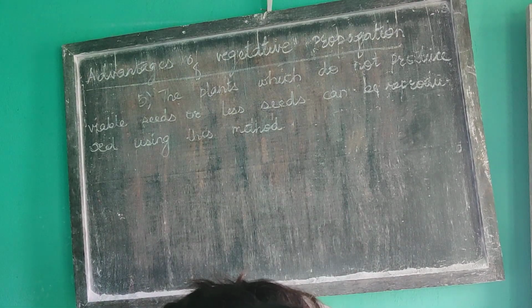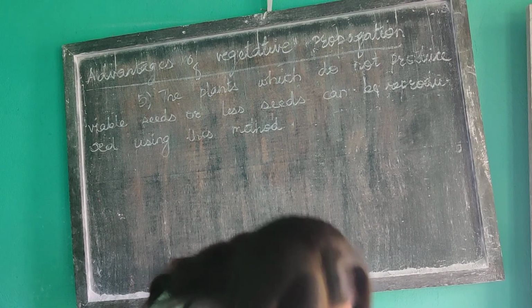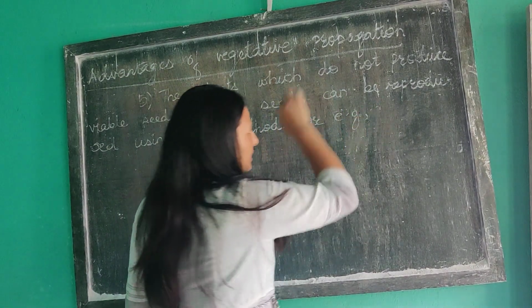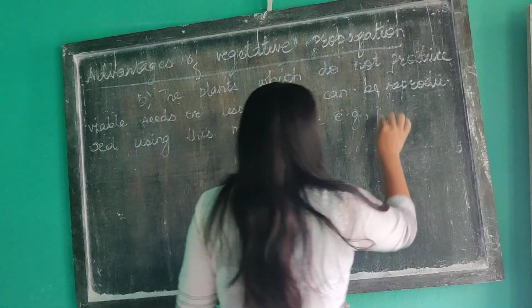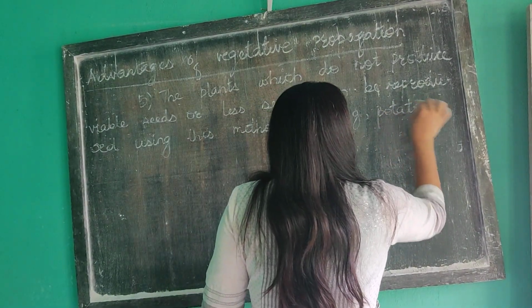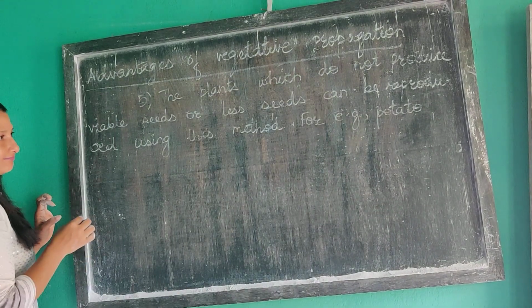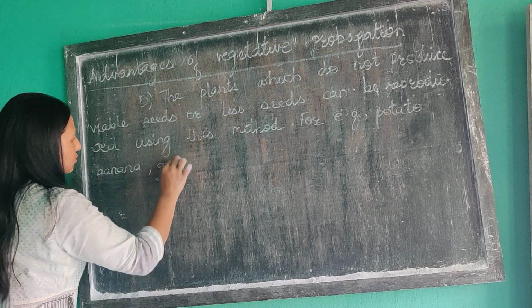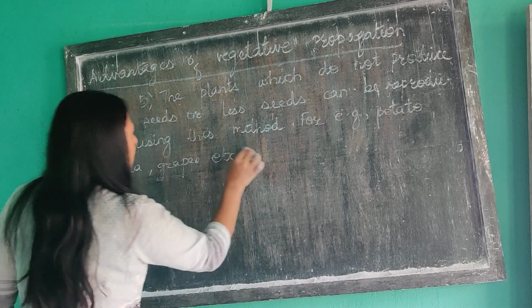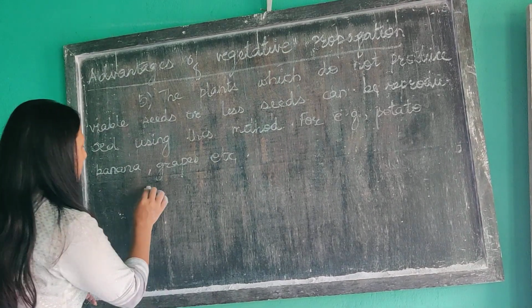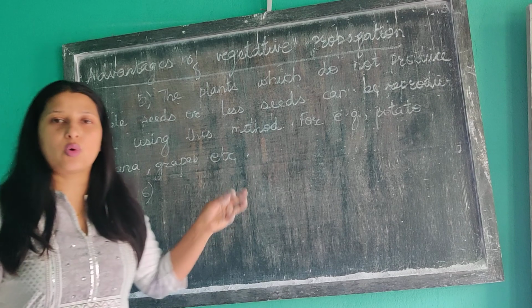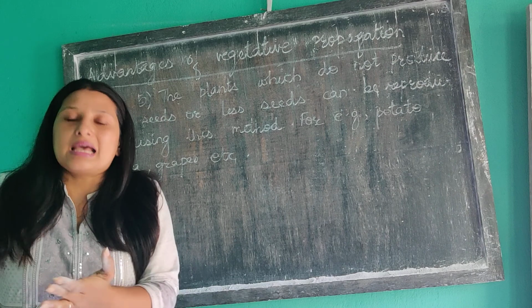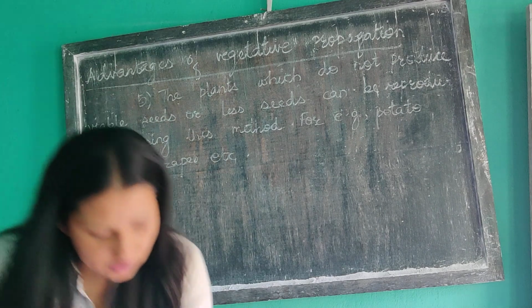Now next is that, okay, for example, let me give you example of plants that have less seed or they do not produce viable seeds. Potato, banana, grapes, etc. So these can be cultivated through vegetative propagation. And sixth is the plants or the daughter plants which are produced through vegetative propagation, they are exactly similar or they are genetically similar to the parents.